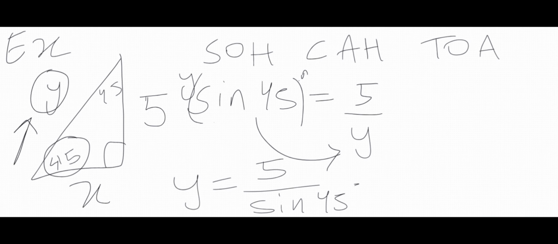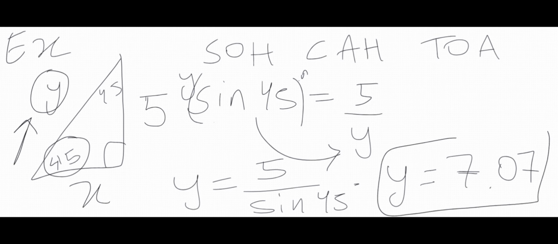If we put this in our calculator, y equals 5 divided by sine of 45, so that is 7.07. This is not degrees, it's a side length measurement. Let's just put meters here as our units. So this will be 7.07 meters, our y value.